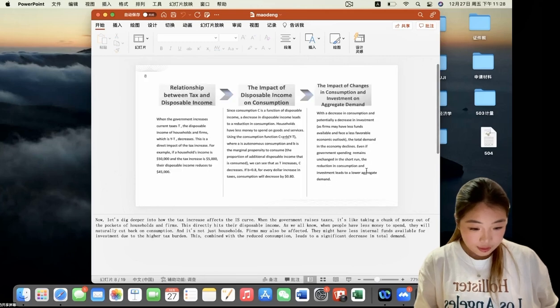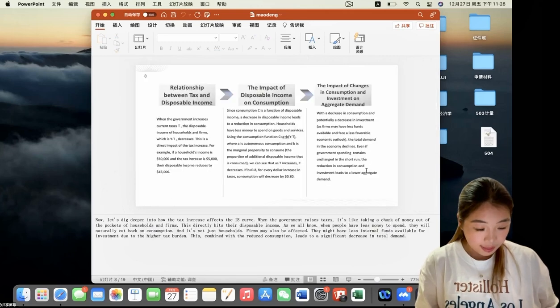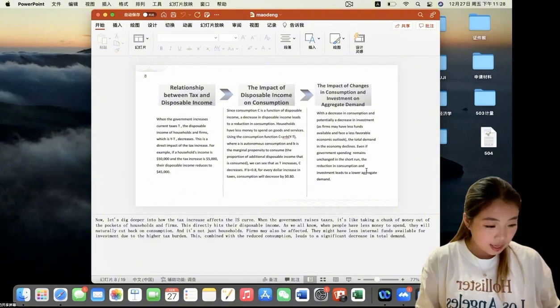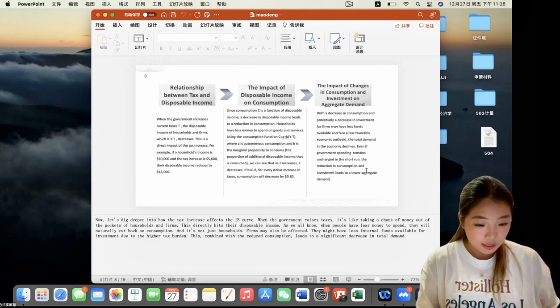Now, let's dig deeper into how the tax increase affects the IS curve. When the government raises taxes, it's like taking a chunk of money out of the pockets of households and firms. This directly hits their disposable income. As we all know, when people have less money to spend, they will naturally cut back on consumption.